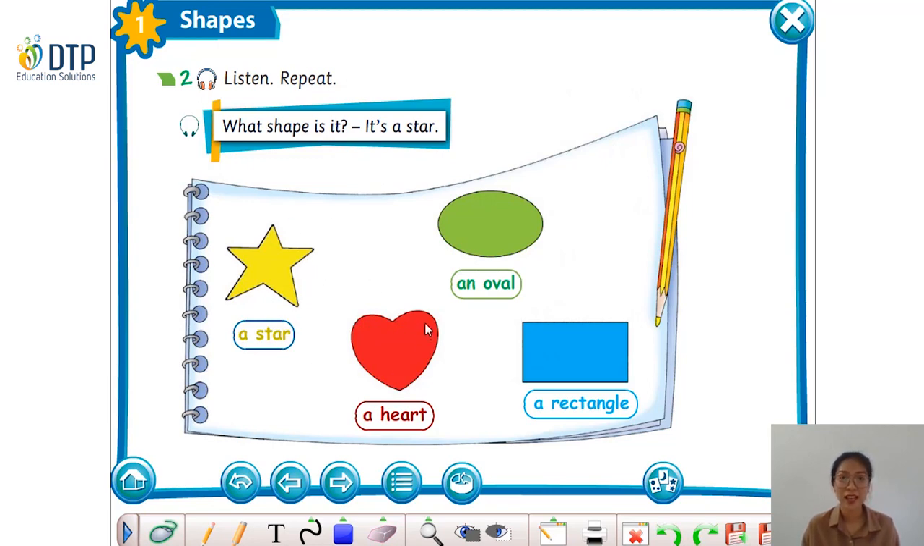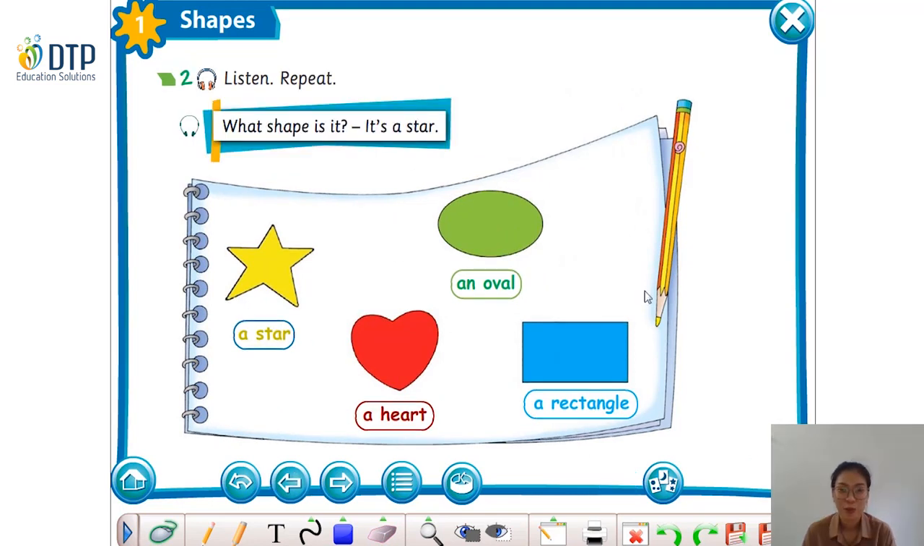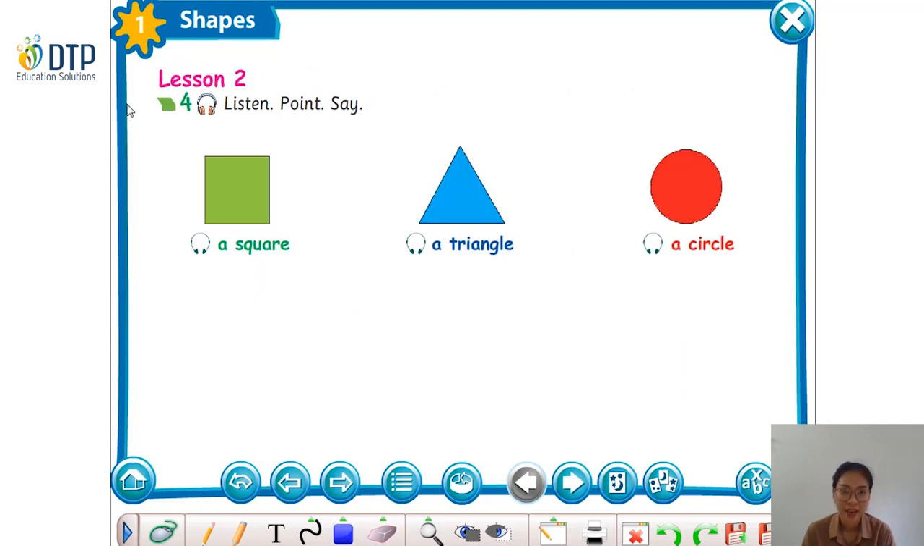What shape is it? It's a heart. What shape is it? It's an oval. What shape is it? It's a rectangle. Good job. And what shape is it? It's a square. What shape is it? It's a triangle. And the last shape. What shape is it? It's a circle.